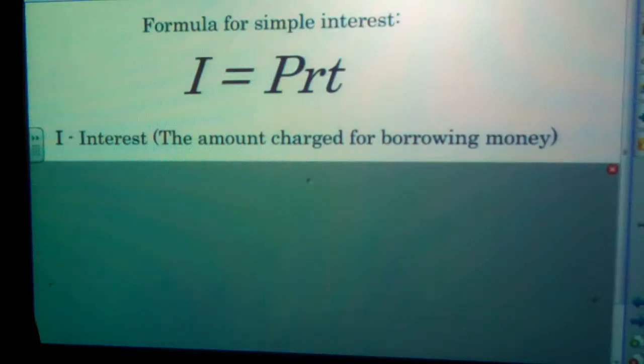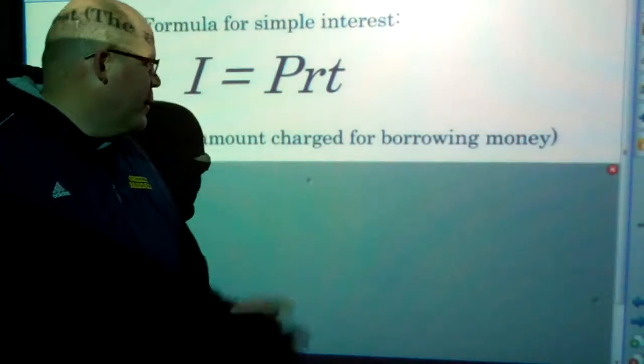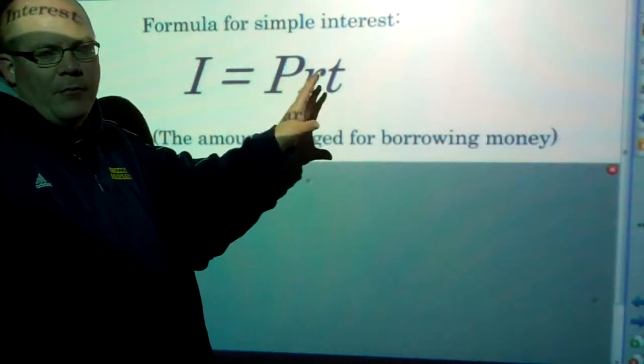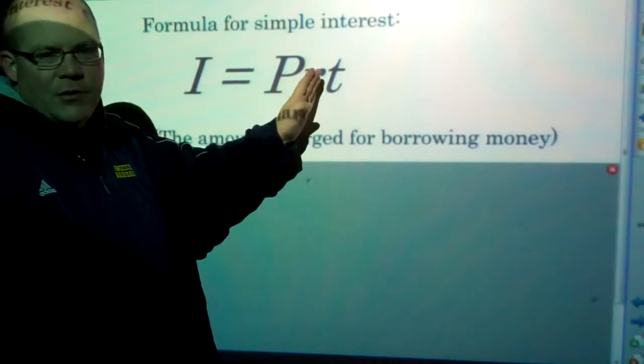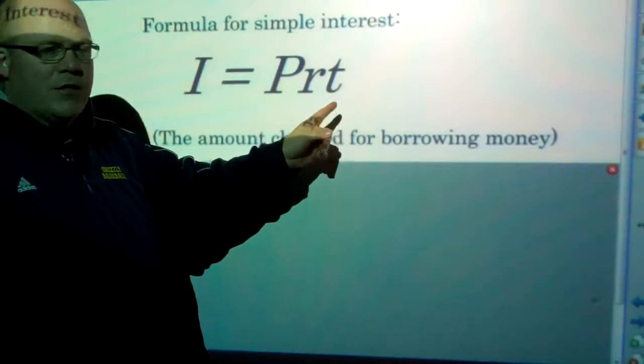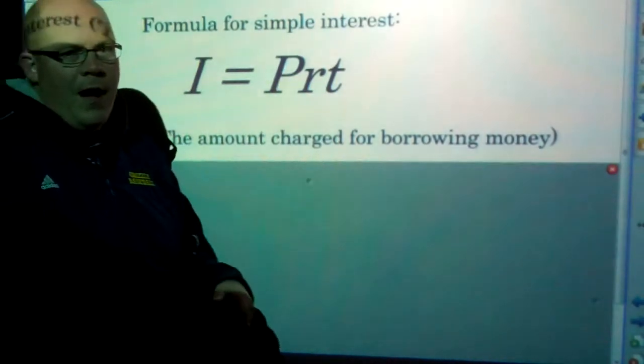So the I is the interest, the amount charged for borrowing money. Typically, that's the thing we're going to be trying to find. They're usually going to give us the P, the R, and the T, and we need to multiply them to find the I. Anytime your variables are next to each other like this, it is multiplication. P times R times T equals our I.